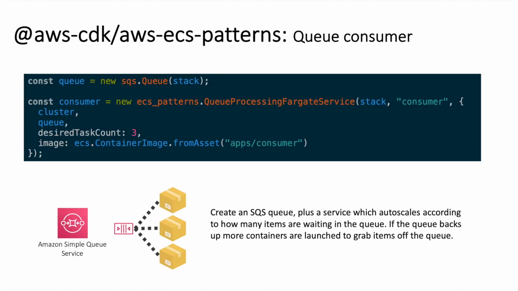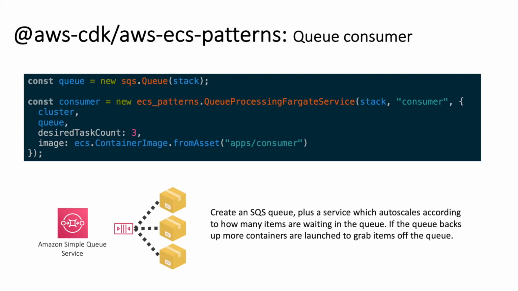The next pattern I want to show is the queue consumer. This one is very useful if you have some heavy work to do. Like, let's say you're doing something like resizing images or resizing a video or something that takes a while to do. And you have a lot of these different jobs to do. Oftentimes what you'll do is you'll put them into a queue.